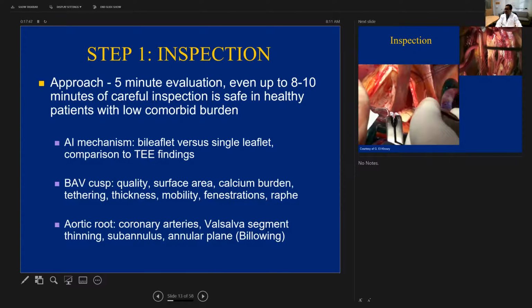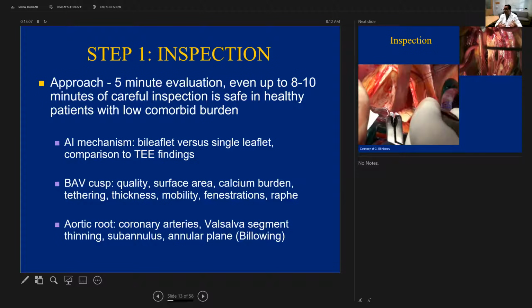Does that match what you see in the operating room when you're looking at it? Look at the bicuspid cusps, the quality, the surface area, the mobility. Look at fenestrations, the calcium burden. And also get a good look at the aortic root. The coronary arteries, where are they coming off of in relation to the commissures? How does the Valsalva segment look?